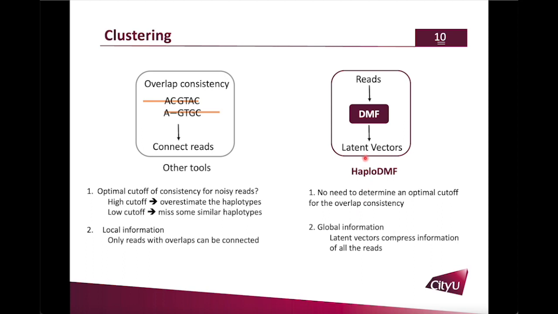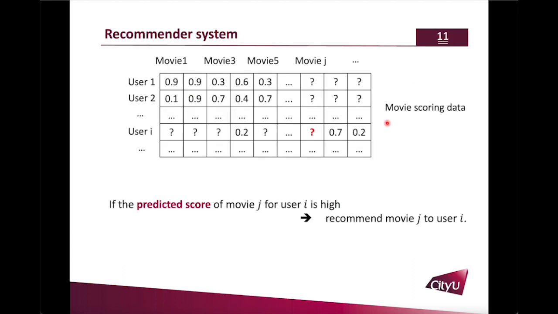This DMF model was originally applied to a recommender system problem, so I will briefly talk about the recommender system first. Here is a scoring matrix for movies. Each row represents the scores from a user. By using the existing scores, we want to predict the scores of movies and recommend them to the users.